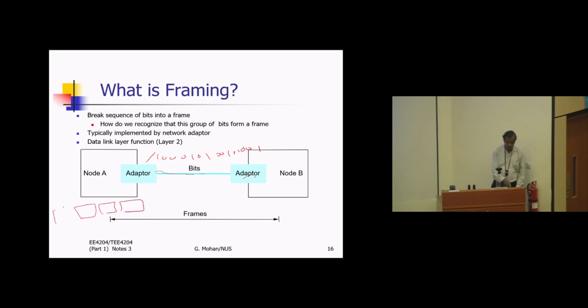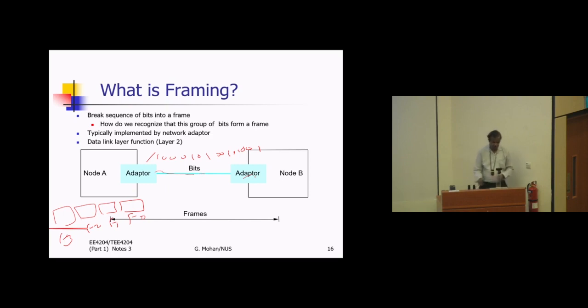Am I correct? At layer 2, we call this packet a frame. Let's say frame 0, frame 1, frame 2, frame 3. Because the sender forms small packets, we call them frames at layer 2. That means at layer 2, when you add, let's say, an Ethernet header or anything, that packet we call a frame. That's what we discussed in lecture notes 2, right?